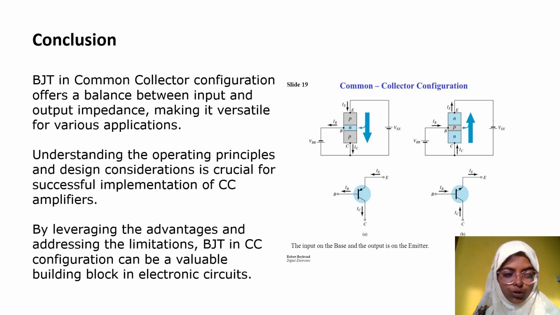At last, the conclusion. BJT in common collector configuration offers a balance between input and output impedance, making it versatile for various applications. Understanding the operating principles and design considerations is crucial for successful implementation of CC amplifiers. By leveraging the advantages and addressing the limitations, BJT in CC configuration can be a valuable building block in electronic circuits.